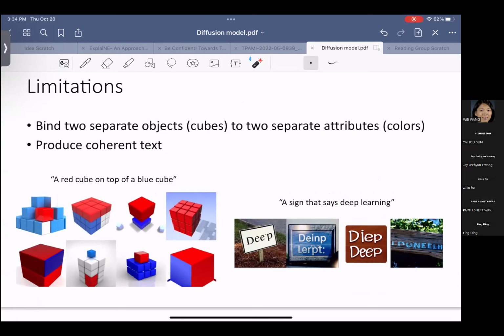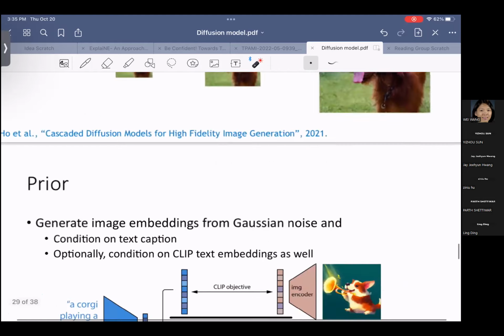Oh, you mean, yeah. So the question is asking, the previous paper is GLIDE, and this paper is DALL-E 2. Why is this better than GLIDE? So actually the paper is not claiming it's better than GLIDE. It's claiming it's better than GLIDE in some perspectives.